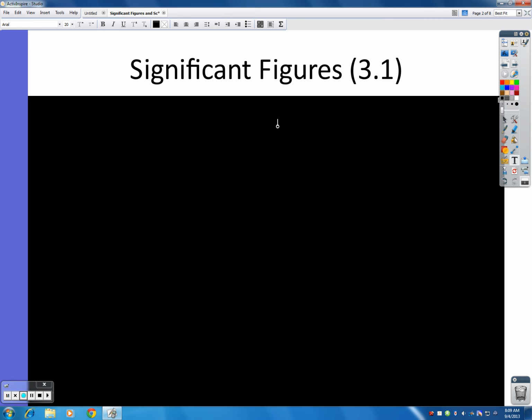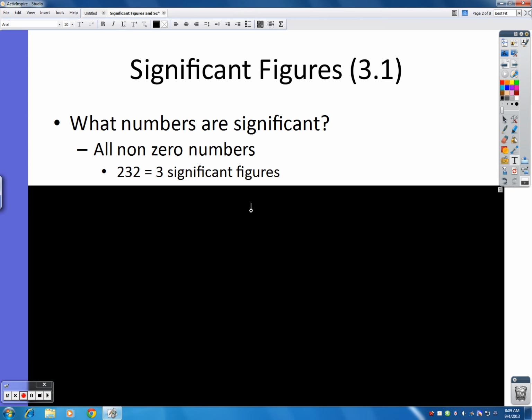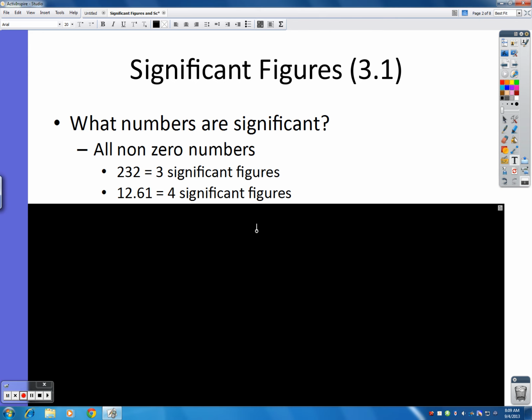So here are some rules. I'm going to give you the actual rules first, and then I'm going to give you a pictorial device to help you remember the rules. So first of all, non-zero numbers are significant. So any number that is not a zero is significant. So for example, if you have the number 232, that has 3 significant figures. If you have the number 12.61, that has 4 significant figures.